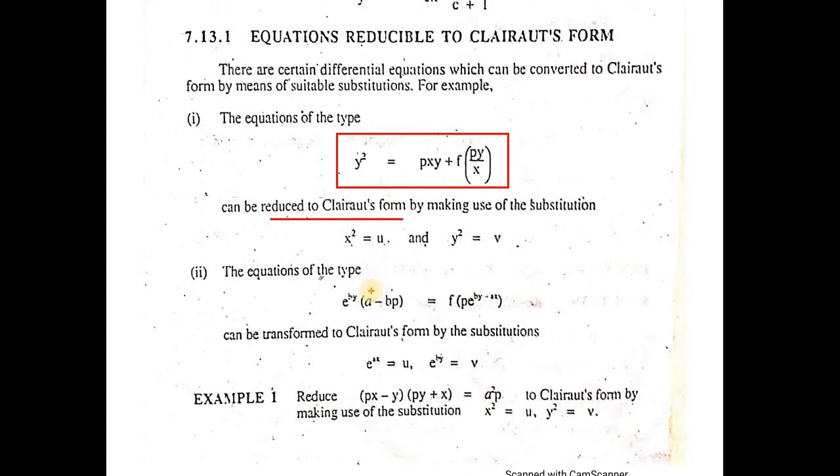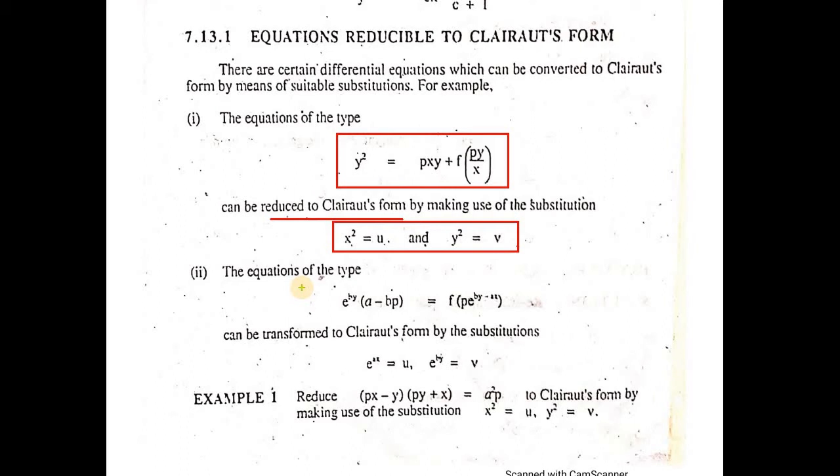making use of the substitution. If we use the substitution, then such type of differential equation is converted to the Clairaut's form. This equation is y square p times function of xy, plus function of p xy. Such type of equation can be converted to the Clairaut's form by using y square is equal to v and x square is equal to u.